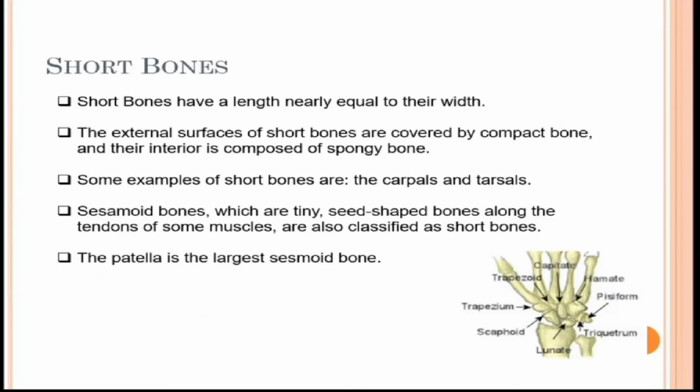The short bones is the second type. They have the length nearly equal to their width and are mostly in the carpal and metacarpal, like in your wrist. Most of these bones are short bones. Similarly, sesamoid bones, which are tiny, seed-shaped bones along the tendons of some muscles, are also classified as short bones.